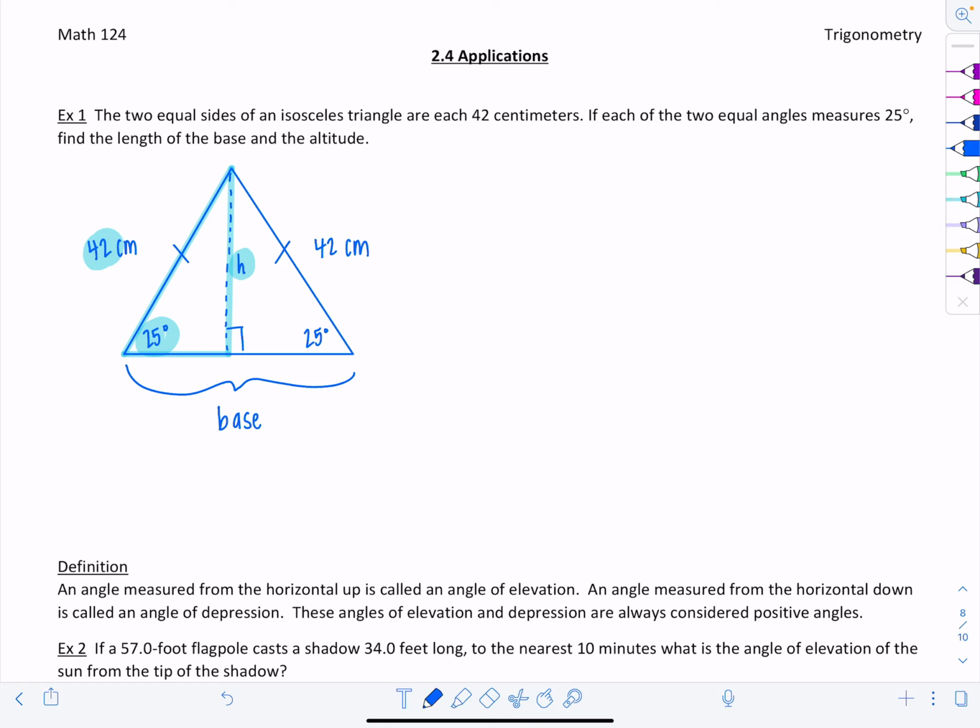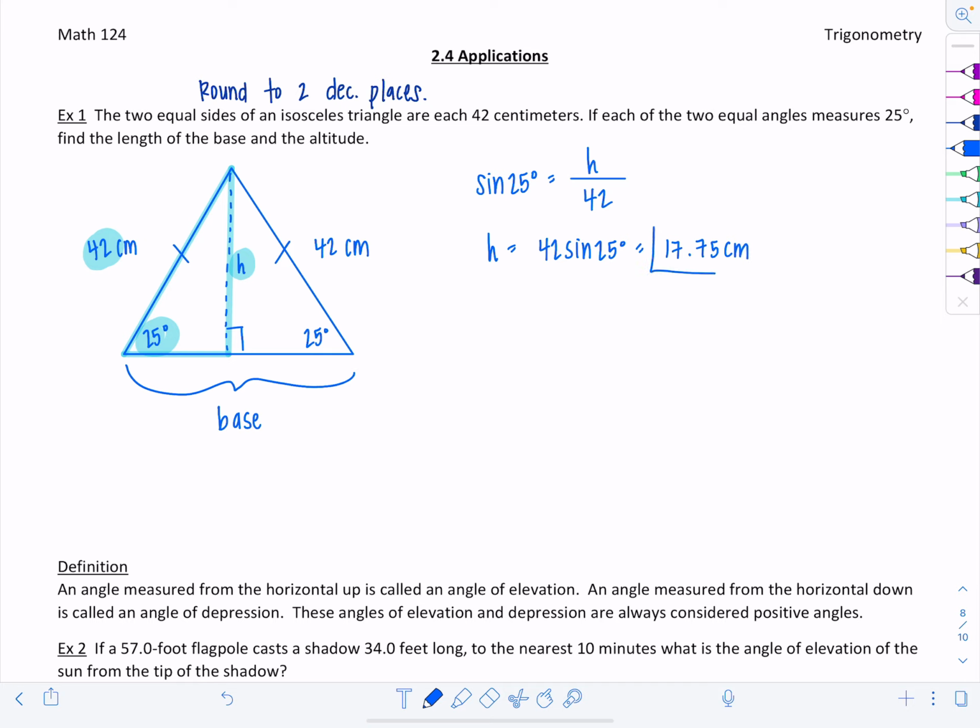It's time to use sine. So sine of 25 degrees is equal to the altitude H over 42, which means H is 42 times sine of 25 degrees. And they didn't say how far to round, so I'll tell you right now. We're going to round all answers to 2 decimal places. So for the 42 times sine 25, you're just going to do that in your calculator, and you should get 17.75 centimeters.